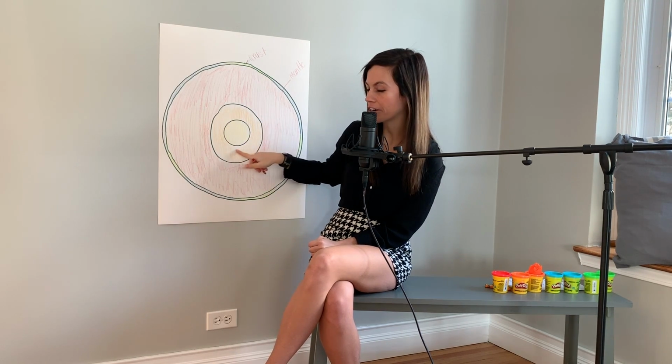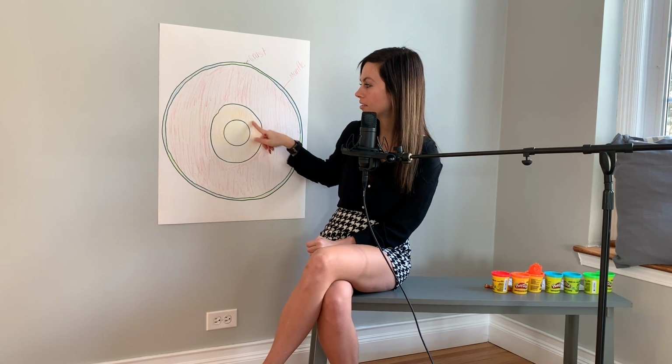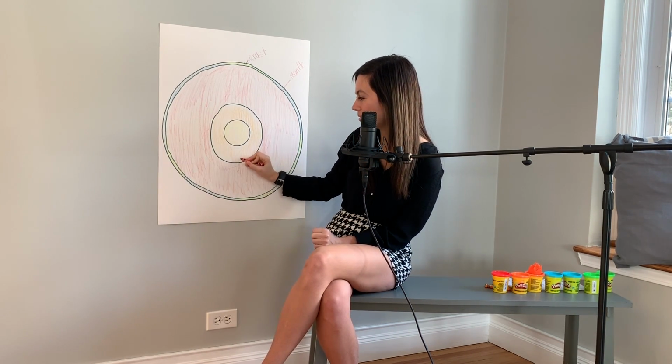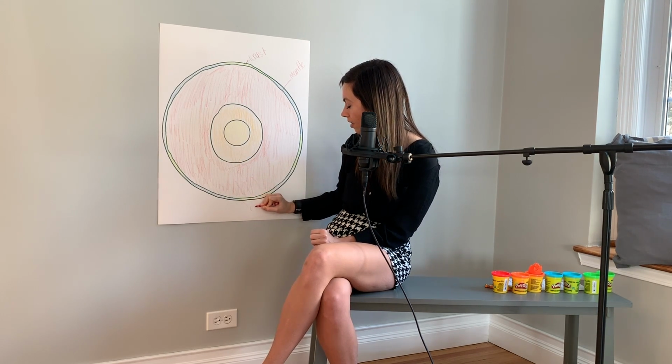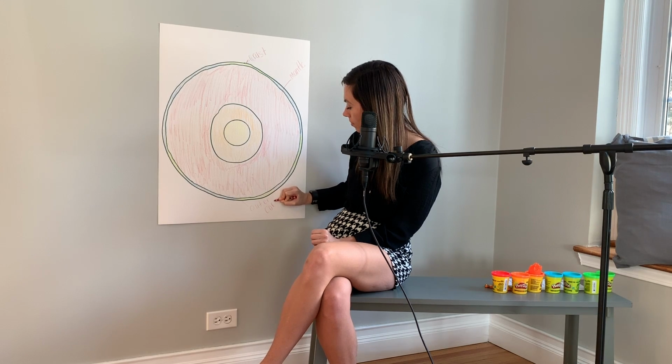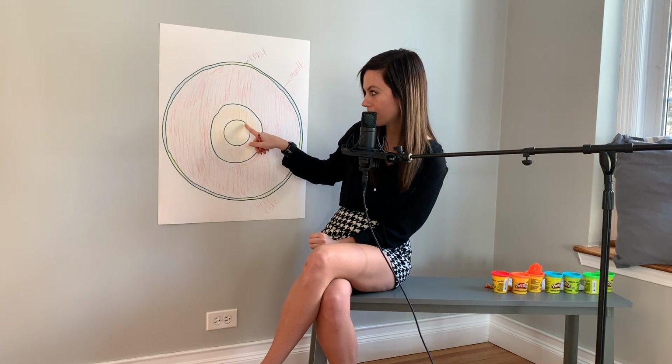What's this layer? There's two parts. What's this part? It's not the inner core. If it's not the inner core, it must be the outer core. Yes, the outer core. Very good. Which leaves us with the inner core.